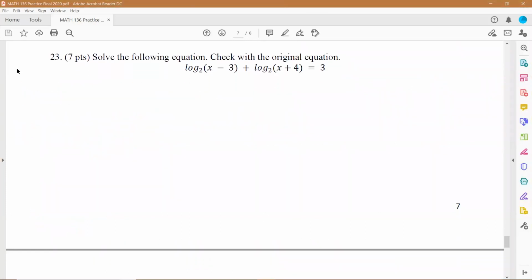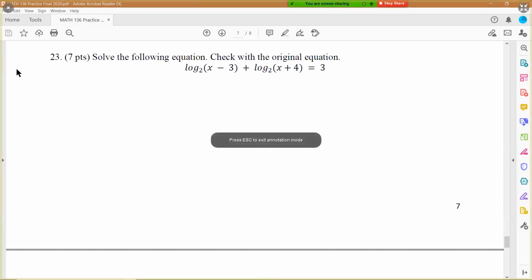Question 23, we're solving this log equation. Notice I have 2 logs on the left and no log on the right. So I can't just cancel out logs. The first thing I want to do is combine the 2 logs on the left. How in the world do I combine 2 logs that are separated right here with addition? Somebody said it. Multiplication. So I'm going to have to multiply x plus 3 times x plus 4.